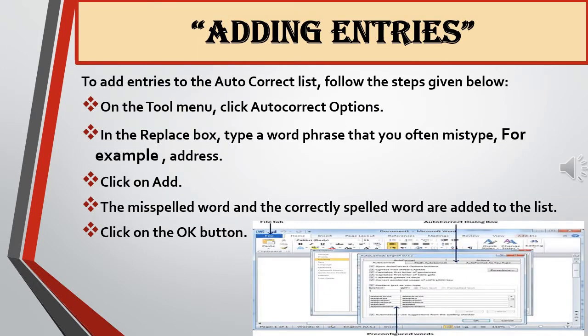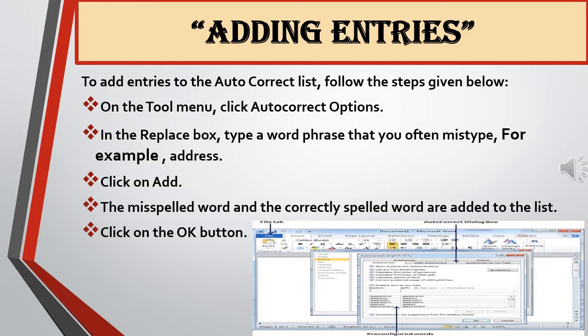Adding entries. To add entries to the autocorrect list, follow the steps given below. On the tool menu, click the autocorrect option. The autocorrect dialog box opens. In the replace box, type a word or phrase that you often mistype, for example, adress. In the with box, type the correct spelling of the word, for example, address.